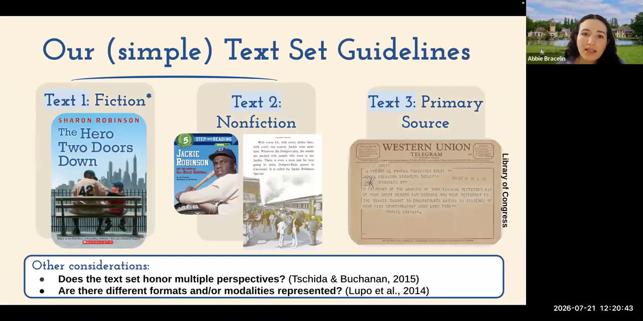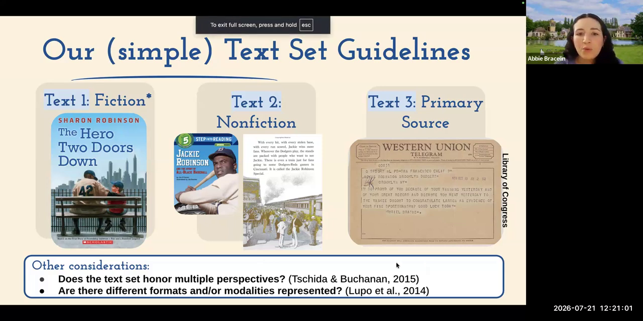Okay, so let's talk about text set guidelines. Now, there's a lot of different research out there on text sets, and specifically what considerations for text sets. The two articles I've pulled from, Chasita and Buchanan, are listed down here, and Lupo et al. They have a couple of considerations, and Lupo et al. has a framework that Autumn is going to share at the end of the session about what to consider when you're incorporating text. Mine are much more simplistic just for the sake of this session, just because I want to dip our toes in a bit.